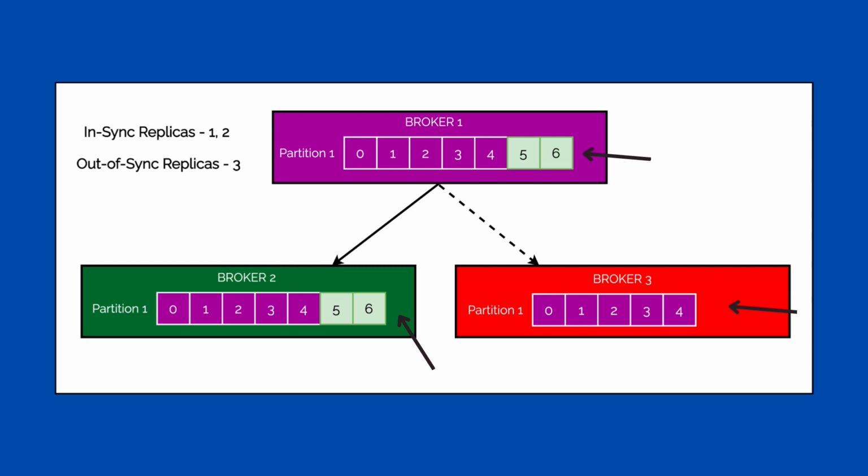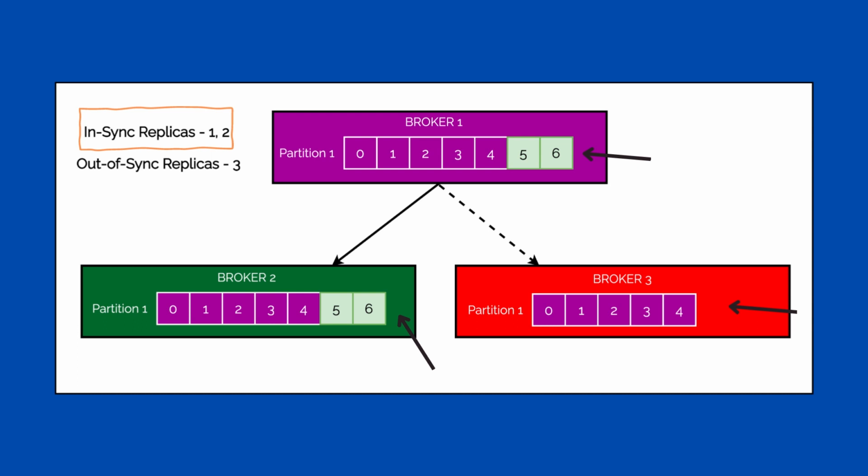So in this case, broker 1 and broker 2 are in-sync replicas of partition 1. Broker 3 is not an in-sync replica. Basically, Kafka in-sync replicas are nothing but the replicas of a partition that are currently in sync with the leader. In other words, a replica is considered to be in sync if it has fully caught up with the leader partition in a certain amount of time.